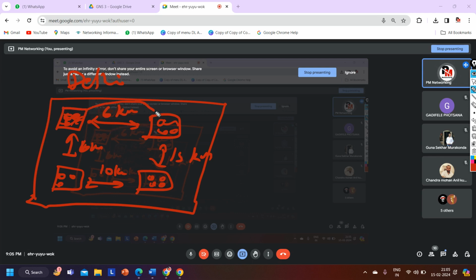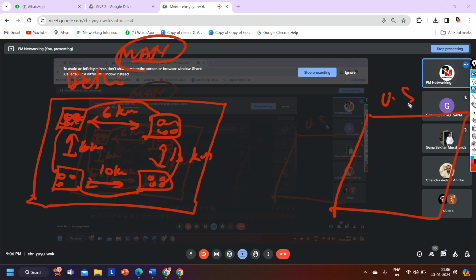But when I connect all these branches together, this type of network is known as what, guys? MAN, metropolitan area network. It means implementing a network in a city. And guys, in the same way, I have a few branches in the US also. In the US, I have one CAN. We have multiple branches in the US, under, let's say, a 50 kilometer radius.